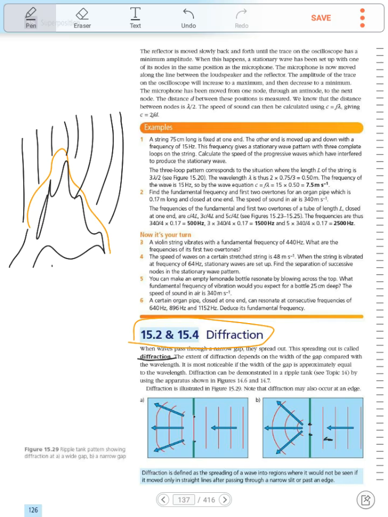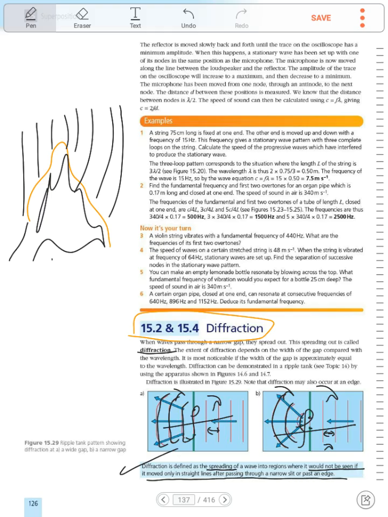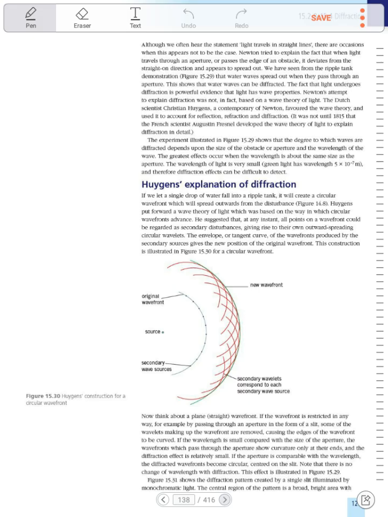If the gap is almost equal to the wavelength, we have a circular diffracted wave, and if the gap is larger than the wavelength, we have an almost square wave. The wavelength is the same before and after in both cases. Frequency is the same in both cases, and the speed is the same as well. Diffraction is defined as the spreading of the wave into a region where it would not be seen if it moved only in a straight line after passing through a narrow slit or past an edge.